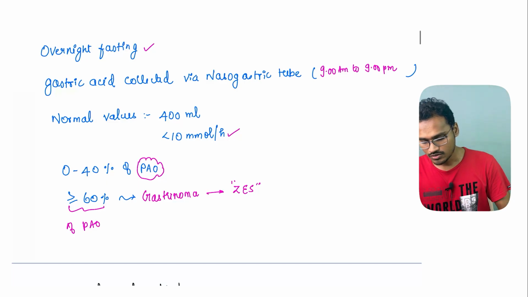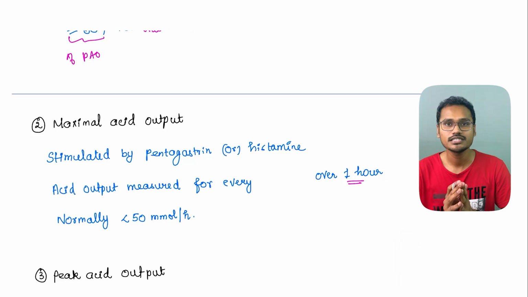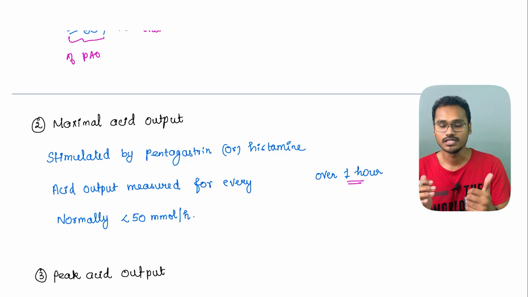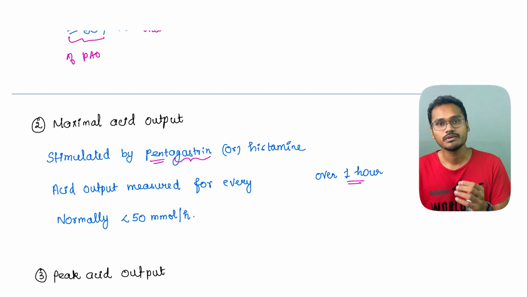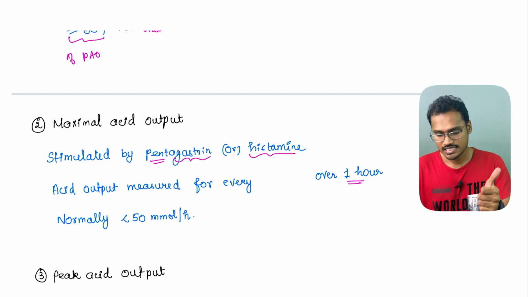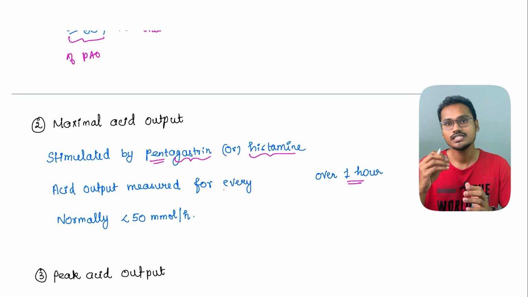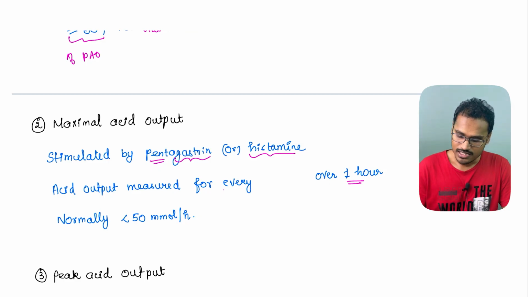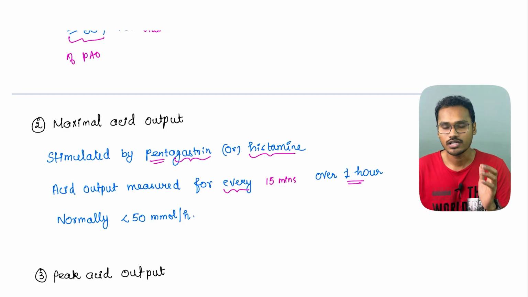Next, going on to the maximal acid output. In the basal condition we did not give any stimulation. Here we are going to give a stimulus. What is the stimulus? It is gastrin in a different form, that is pentagastrin, or histamine. We know that gastrin, histamine and acetylcholine are all huge stimulants of gastric acid. So here we test with a stimulus, and the acid output is measured every 15 minutes, so about 4 measurements over a period of 1 hour.